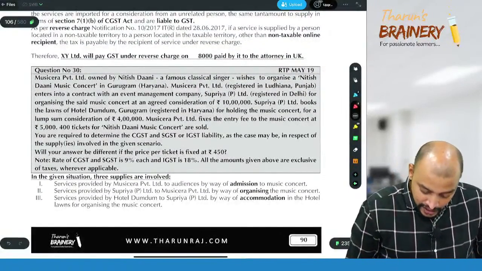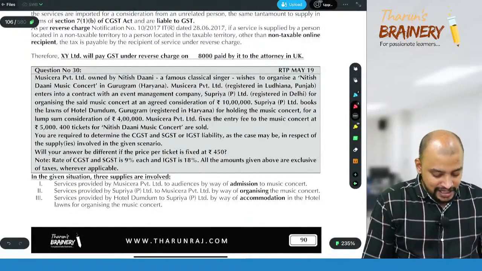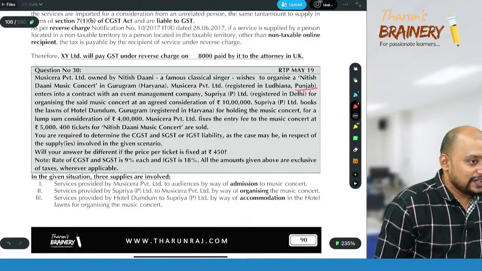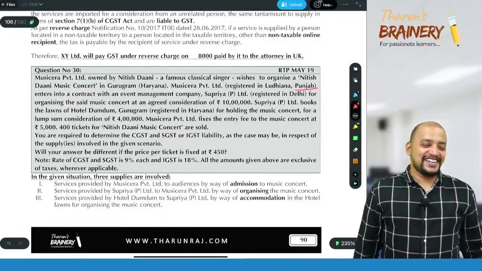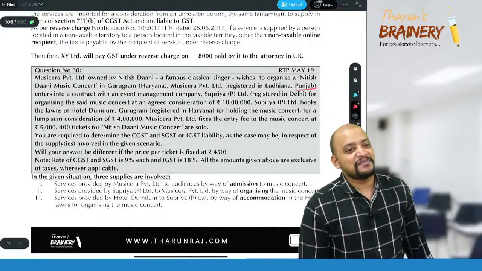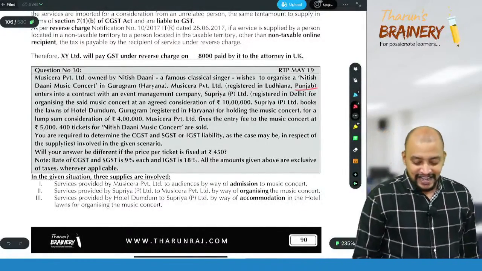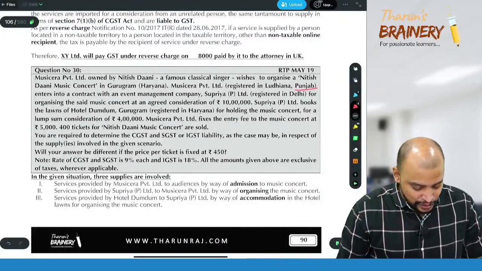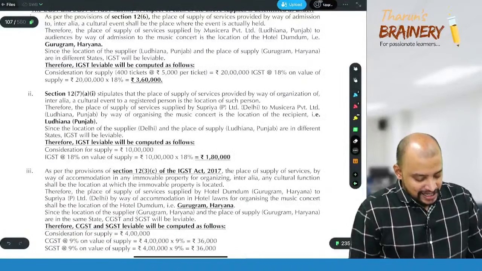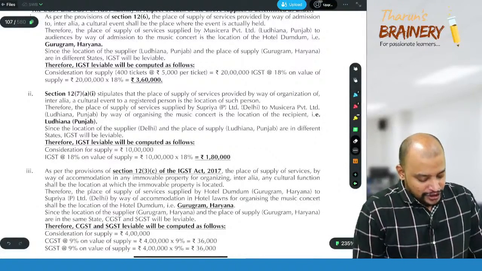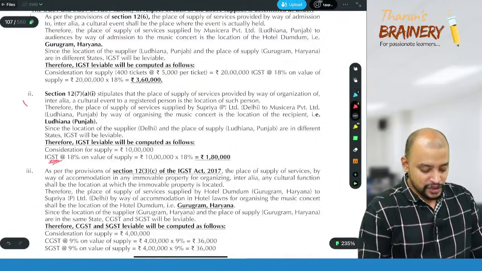Oh, sorry. Musicera Private Limited is in Punjab. Then also it is interstate supply only, no? Okay. So place of supply will be Punjab and it is interstate supply and chargeable to IGST. So the 10 lakhs will be chargeable to IGST because Punjab will be taken as the place of supply. Understood? This one.